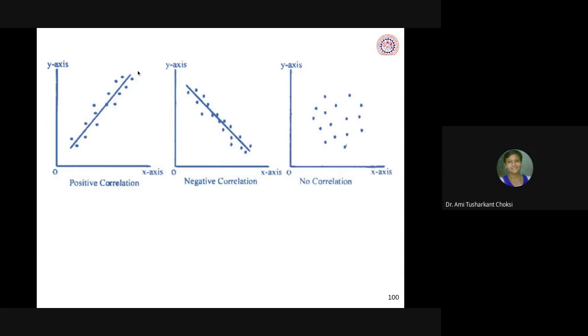See, both the x and y variables are increasing. Both the values are increasing. That is the positive correlation. Both x and y increase together. When one is increasing but the other is decreasing, that is called the negative correlation. And whether there is an increase or decrease in one variable, if there is no effect on the other variable, that is no relation, right? That is no correlation. Okay.